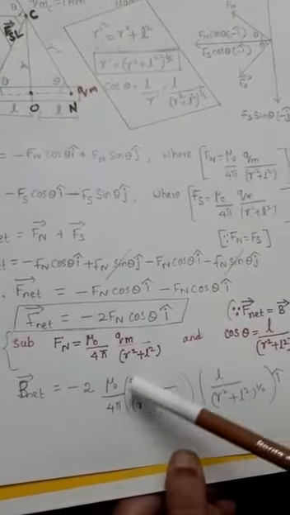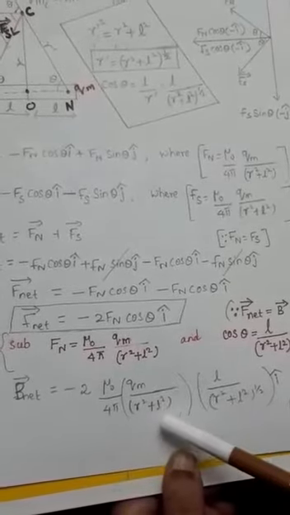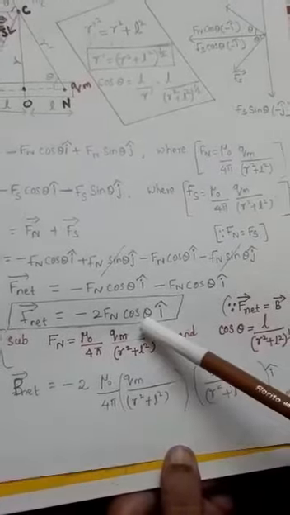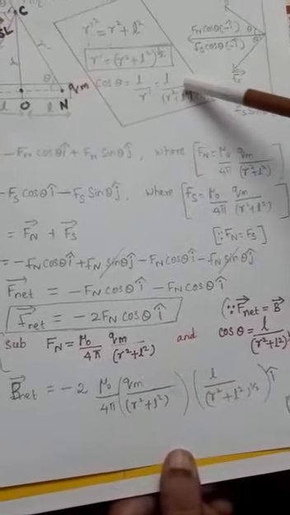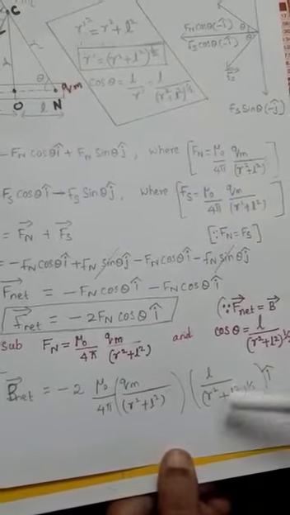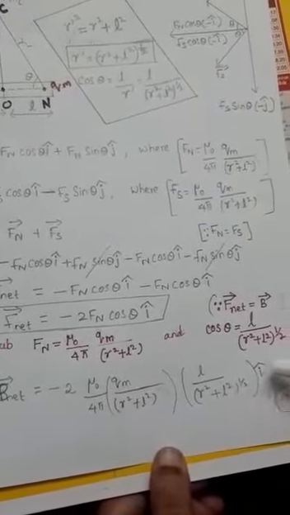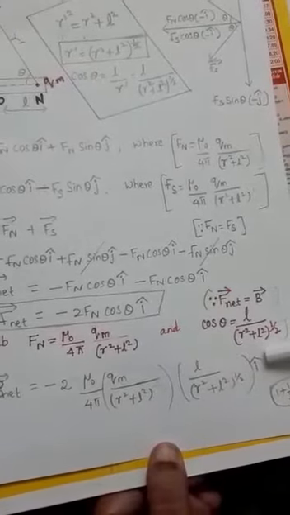So I have substituted mu naught by 4 pi Qm by r square plus L square. The cos theta value we have here. Now transfer this here: L by r square plus L square power 1 by 2 I cap. This I cap I have written here again.